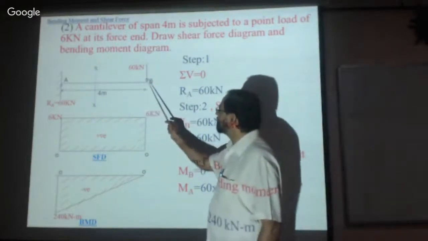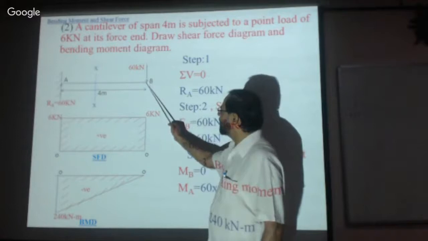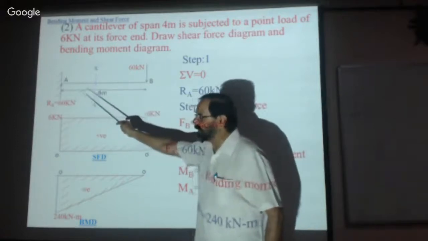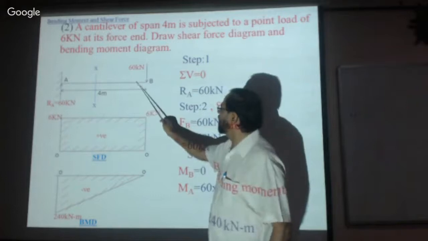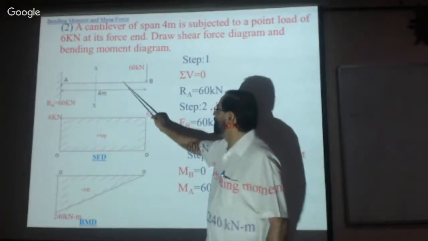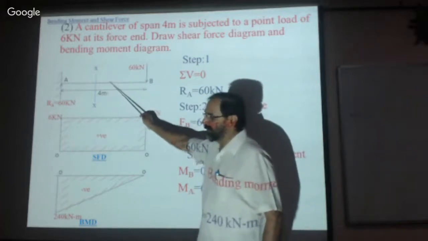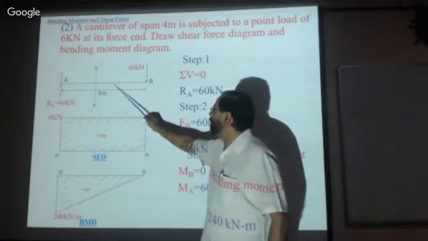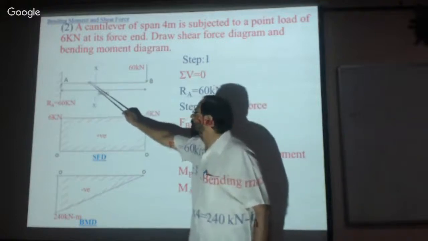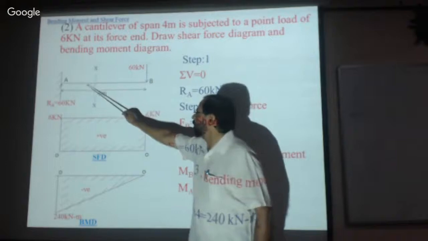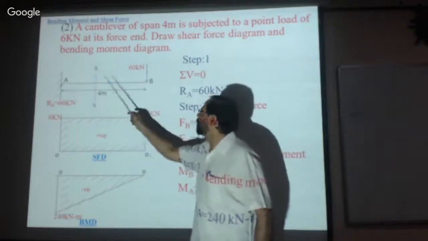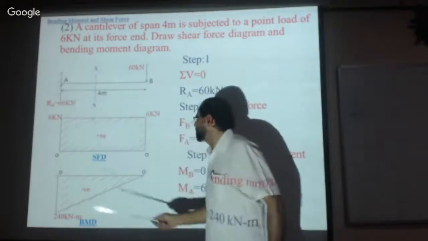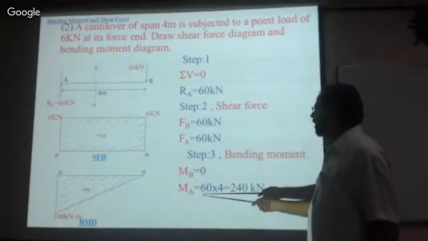Now the load is constant at this point, the load remains the same, and the distance changes. The bending moment at 1 meter is 60, at 2 meter it is 120, at 3 meter it is 180, and at 4 meter it is force into perpendicular distance. That is what we have written here. We have calculated the bending moment.